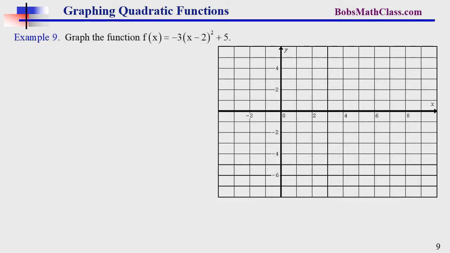All right, here's our next graph. This one's got a -3 in front of the parentheses. What does that mean? It means it's going to go down. Is it going to be wide or narrow? It's going to be narrow.